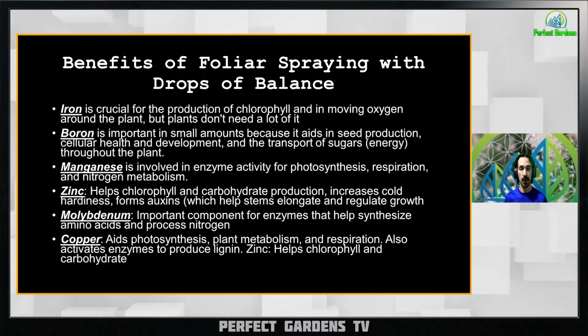Iron is critical for the production of chlorophyll. Boron is important in small amounts because it aids in seed production, cellular health, and development, and in the transportation of sugar and energy throughout the plant. So, ATP production, which is all around photosynthesis. Manganese is involved in enzyme activity for photosynthesis, respiration, and nitrogen metabolism. Zinc helps in chlorophyll and carbohydrate production. Molybdenum is an important component for enzymes that help synthesize amino acids and process nitrogen. Copper aids photosynthesis, plant metabolism, and respiration.